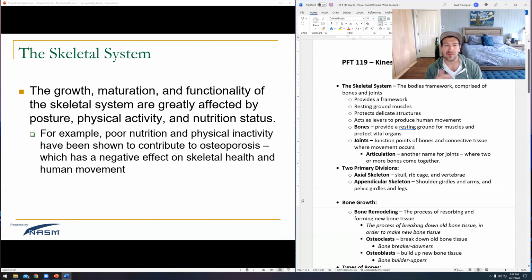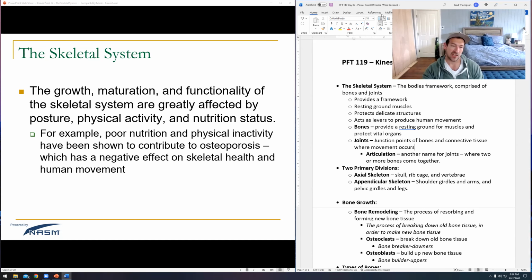So when we're talking about how our skeletal system grows and how it remodels itself, that's a really big part of our job, right? We know that the skeletal system is going to naturally grow just like any other tissue, but a lot of times people have this idea that the skeletal system is just dead tissue that happens to live in your body, right?